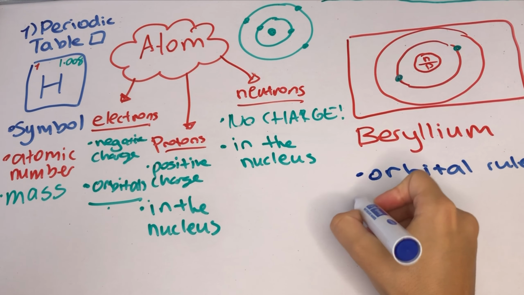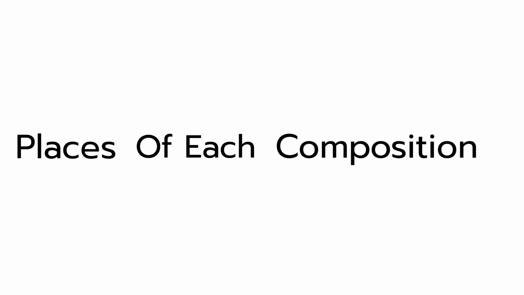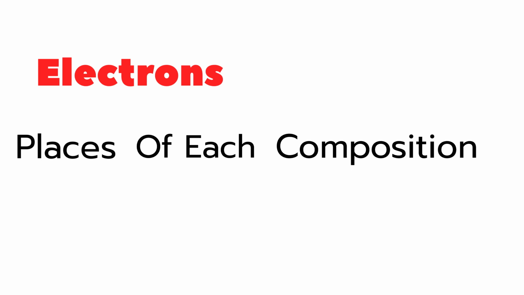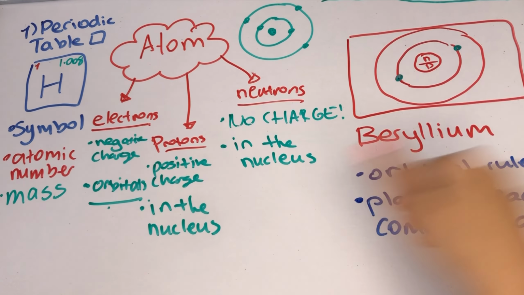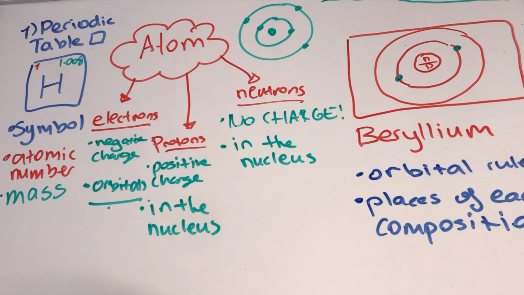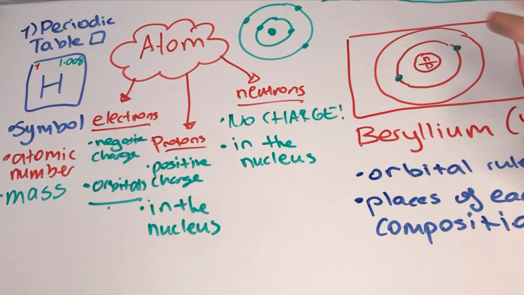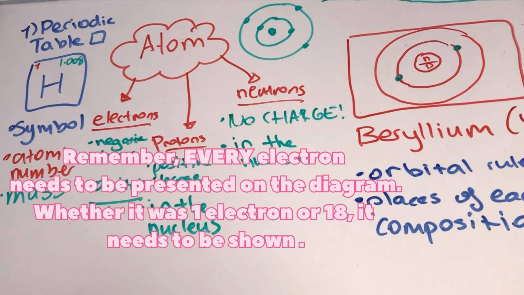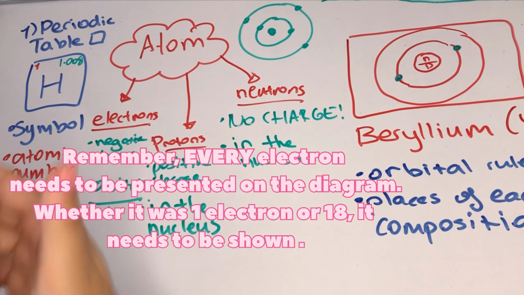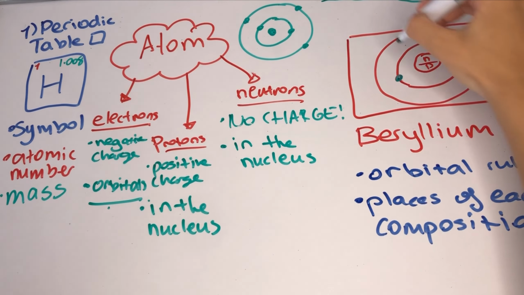And another thing to really keep an eye on is places of each composition. So that includes the electrons, the protons, and the neutrons, which we've successfully done so far. And I have mentioned that beryllium's atomic number is 4. I have only drawn 2 electrons on the diagram so far because I was following the orbital rules, that only 2 electrons can go within the first orbit. But there's 4 in total. Where do the other 2 electrons go? They simply go onto the second orbit, and they can be placed wherever you desire.